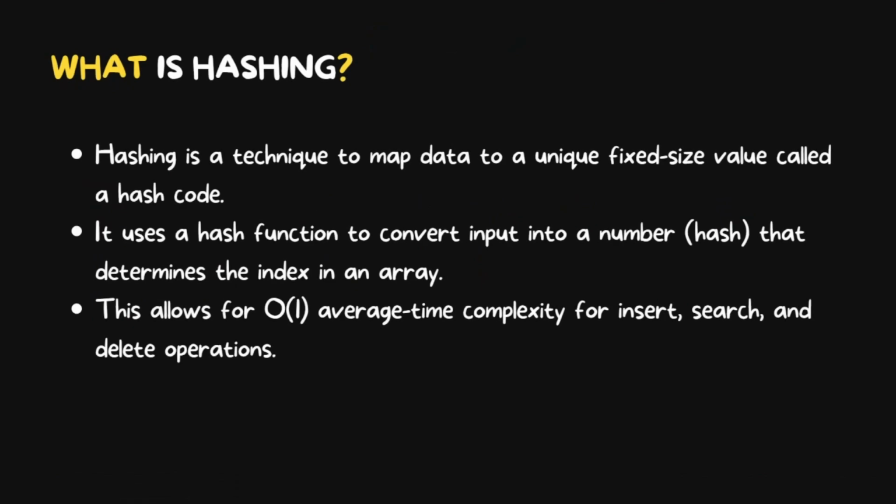Let's start with the basics. Hashing is a technique where data is mapped to a fixed-size value called a hash code. This is done using a special function called a hash function. Imagine you want to store student records based on their ID. Instead of searching through every record, a hash function turns the ID into an index, and you can directly access that index in the array, making lookup super fast, typically in constant time, O(1) complexity.